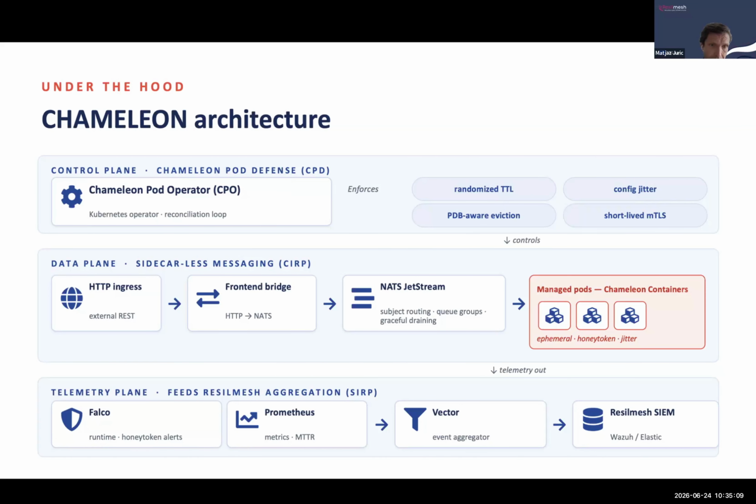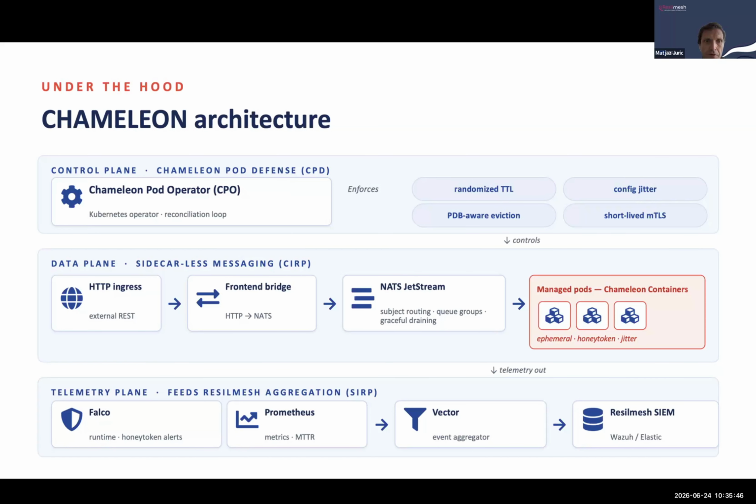And then there is also the telemetry plane, which basically feeds the Resilmesh aggregation. There are the Falco runtime that emits honey token alerts, Prometheus metrics, and Vector aggregates them and feeds the Resilmesh aggregation plane, the sensor reference point. And this is basically the architecture and the idea behind.